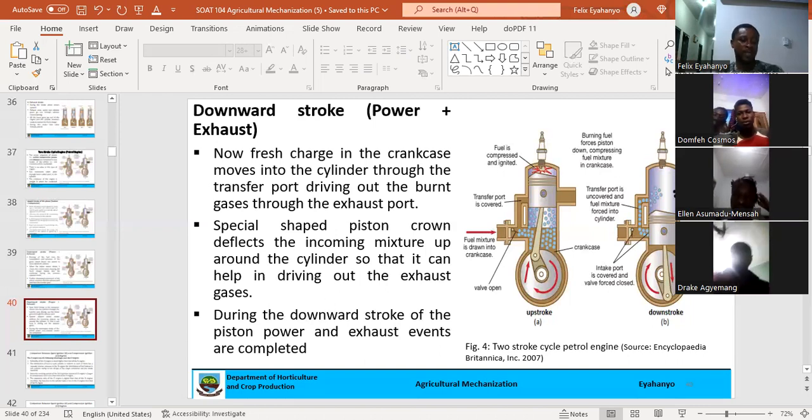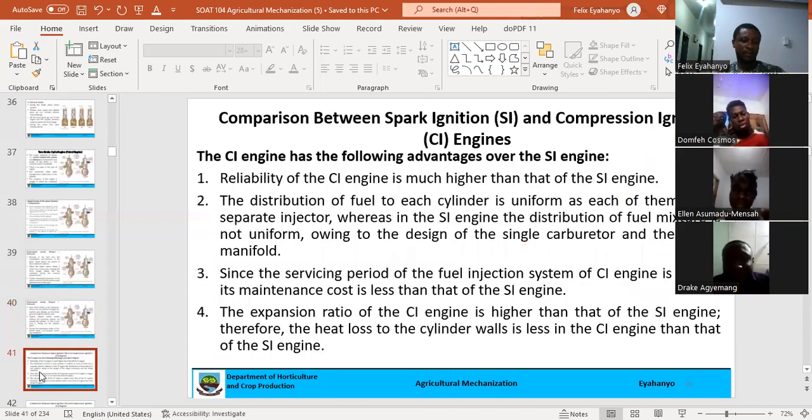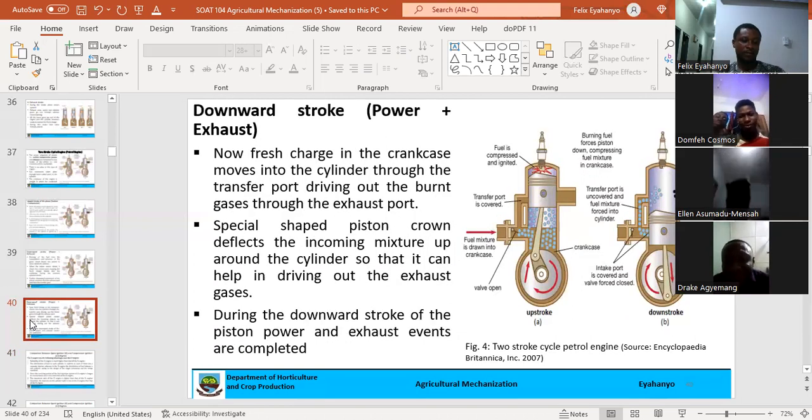So that is it when it comes to the two-stroke and the four-stroke engines. Is there something else you want us to discuss? Thank you, sir. I'm fine. You are fine. Yes, please, what else do you want us to talk about? We have time.